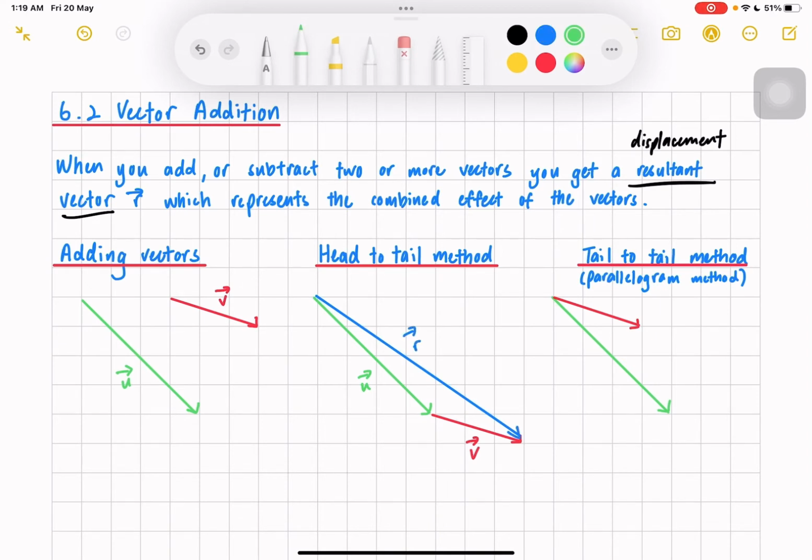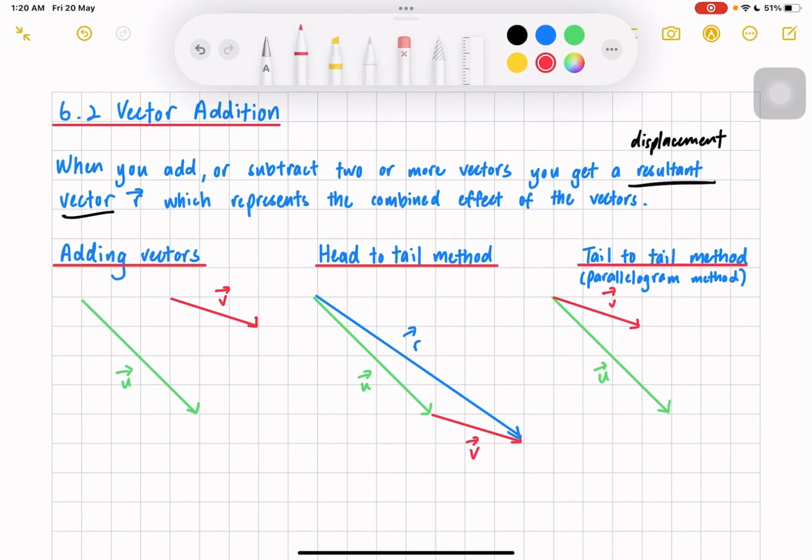The other method is the parallelogram method, or the tail-to-tail method, where we combine the tails of both vectors together. In this case, we are combining the tail of vector u and vector v together to form a parallelogram. But we are not there yet. We have to first move or translate both vectors for it to fulfill the head to tail method, so we can draw the diagonal.